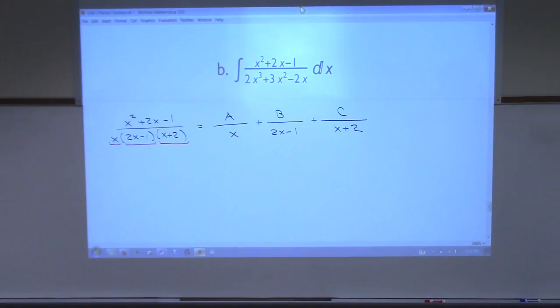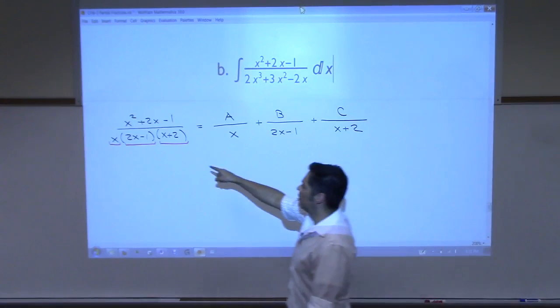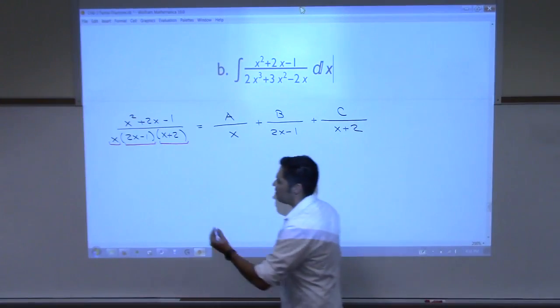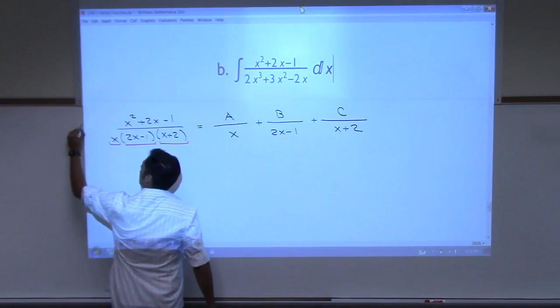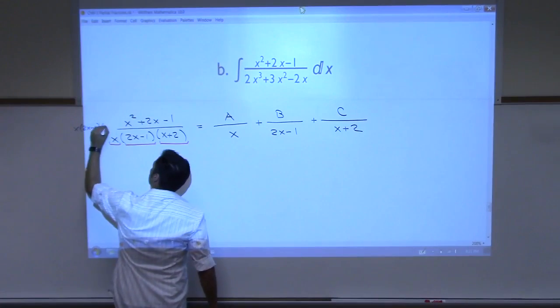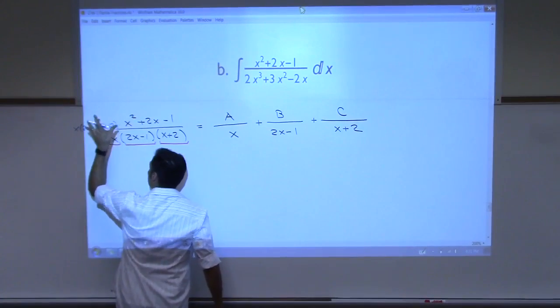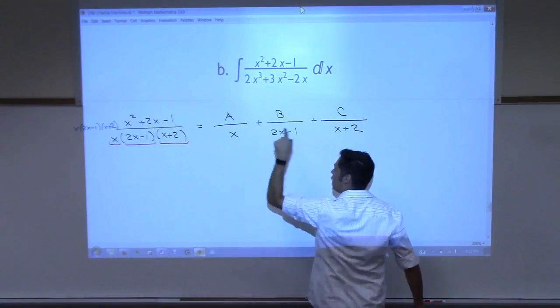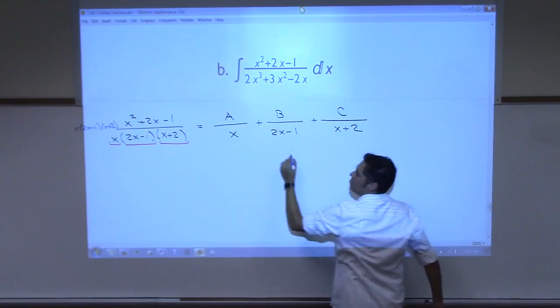Yeah, so how do we find a, b, and c? We take this equation, we clear the fractions. We multiply both sides by the denominator over here. So I'll do it in blue. We're going to take the entire denominator, x times 2x minus 1 times x plus 2. We're going to multiply it on this side and on this side. And we do it on this side, it has to go to each term, doesn't it? So I'm going to squeeze that in here.